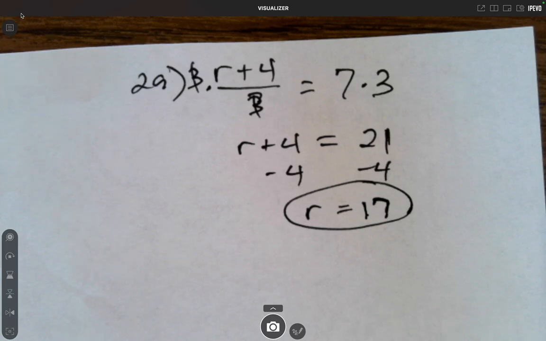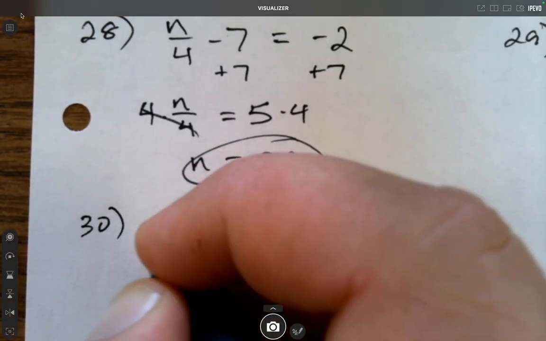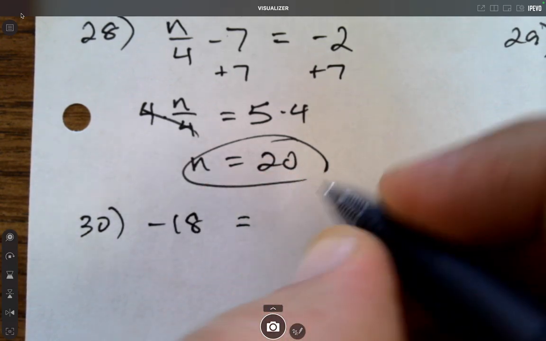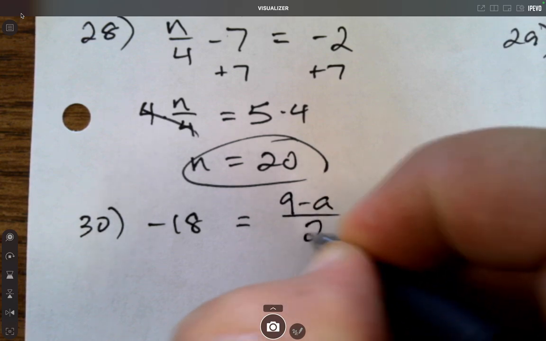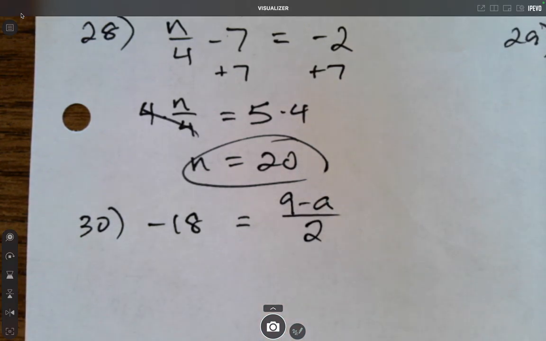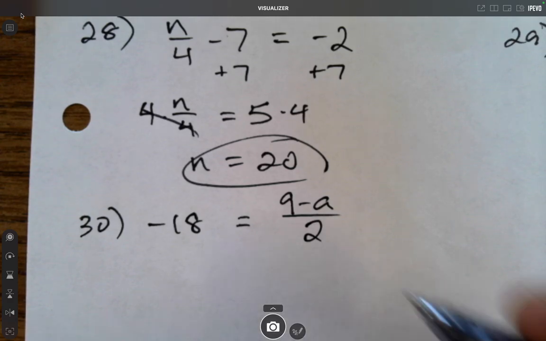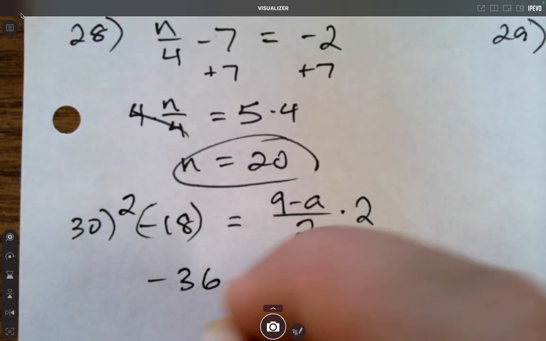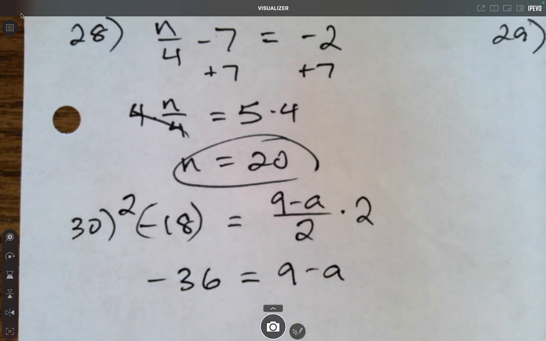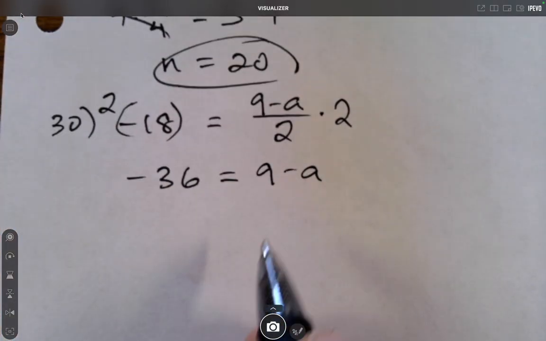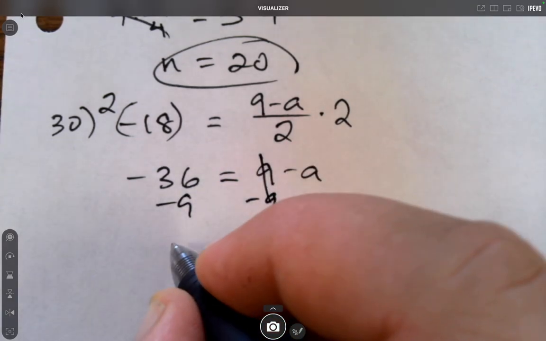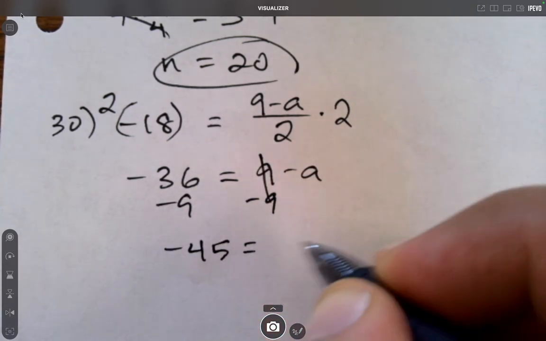Okay, 30 is very similar in structure. So we'll do pretty much the same steps. Negative 18 equals 9 minus a over 2. So we want to get rid of the 2 first. So we multiply both sides by 2. Gives us negative 36 equals 9 minus a. Now that is a positive 9. So to get rid of it, I have to subtract 9 from both sides. That gives me negative 45 equals negative a.